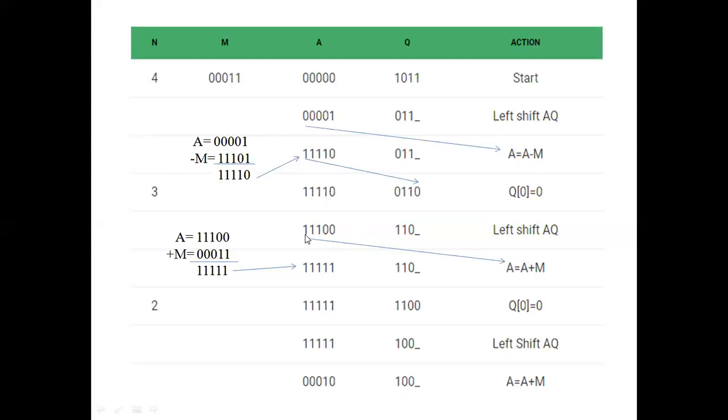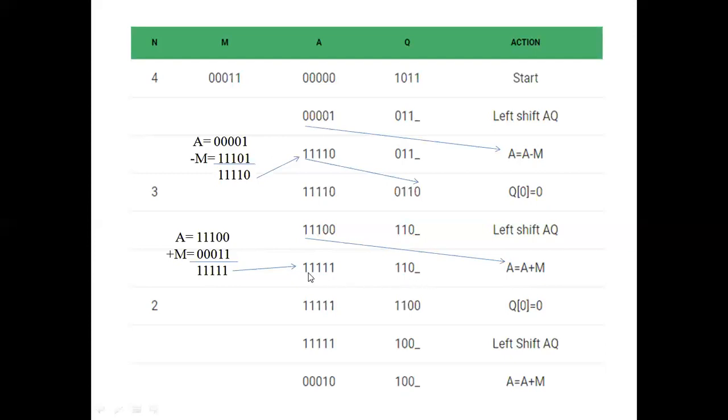So again, this is 1. If it is 1, then what operation do we perform? If it is 1, then we operate A = A + M. So what is the value of A here? That is 1 1 1 0 0. And what is the M? We know that is 0 0 0 1 1. So the value will become 1 1 1 1 1. So we write here 1 1 1 1. And this value will become 1 1 0. And this bit is empty.